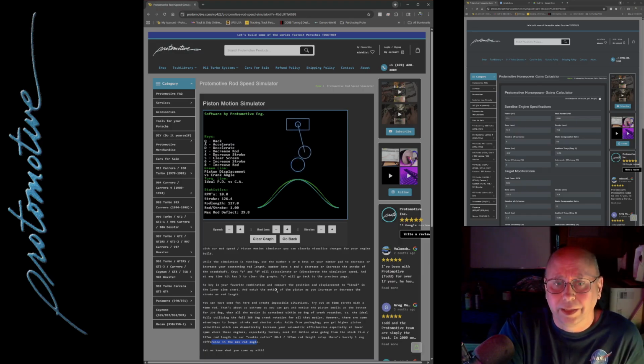Whereas like the 3-liter RSRs, they were 100 horse a liter. The 2.2 or the 906 racing engines, they were just over 100 horse a liter. But they also took 8,000 RPMs to get there.